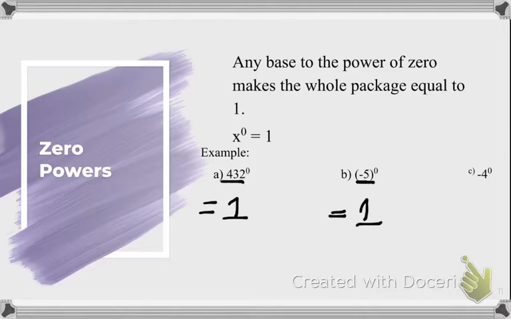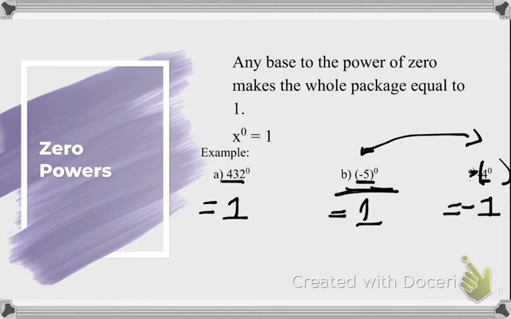And then for c, my base here is only the 4. The negative sits on the outside of it. So we're going to leave the negative on the outside here, and now 4 to the power of 0 is 1. So our final answer ends up being negative 1. The difference between these two is that this one here is in brackets. When it's in brackets with the exponent on the outside, we have to make sure that the negative 5 is part of that base package.